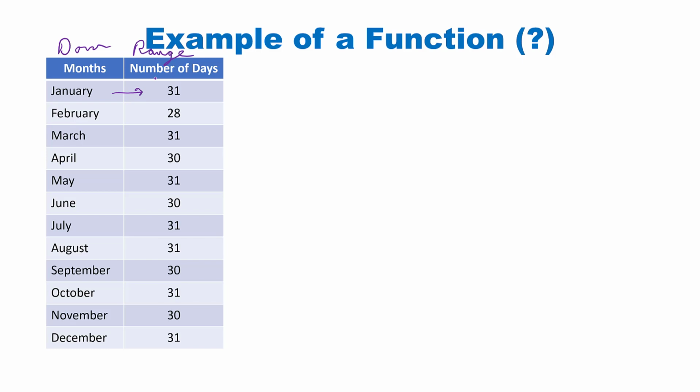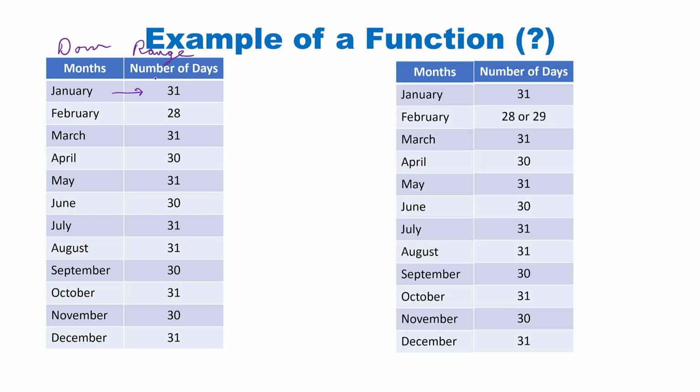But if you finish that rhyme, 30 days has September, April, June, and November. All the rest have 31 except February, which has 28 days and 29 days in leap year. So actually February gives us a mess up to our example here. If we think of February as having 28 days, then we do have a function. But February doesn't always have 28 days, it sometimes has 29 days, so this example is not a function because we have a value in the domain that is associated with more than one value in the range. So this is not a function.